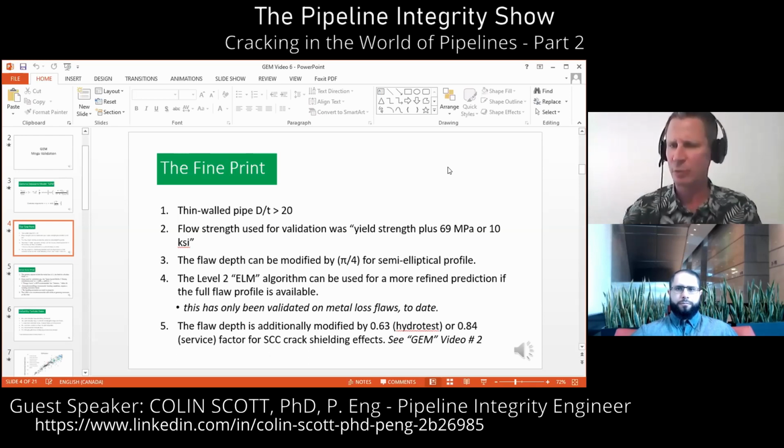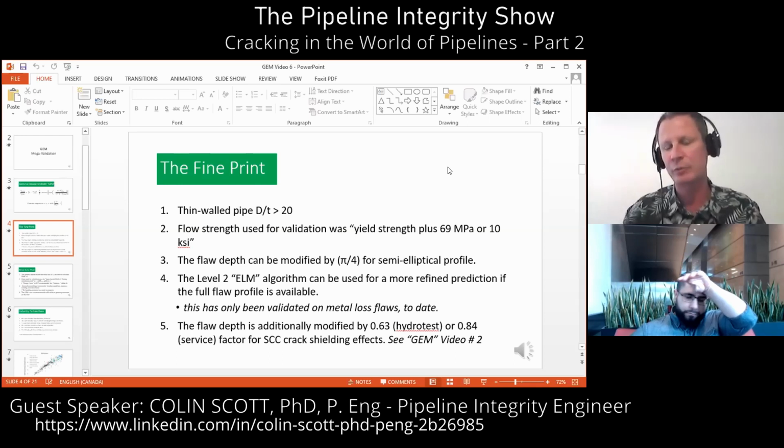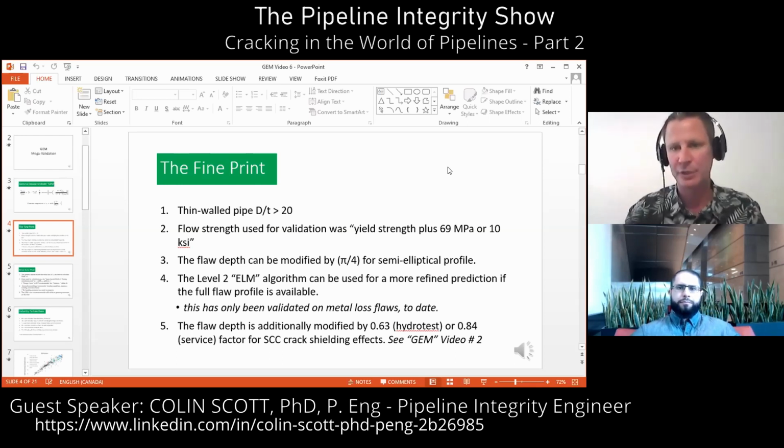in order to fit with my GEM model, I turn those correction factors into an equivalent depth. And so what I find is that I'm better off assuming that my crack is 63% as deep as it actually is, if I'm planning some sort of hydrotest program, or if I'm really worried about a service failure, then I would use a 0.84 depth correction factor. And these are really just bumped on in front of the crack depth, just like the pi/4 is.